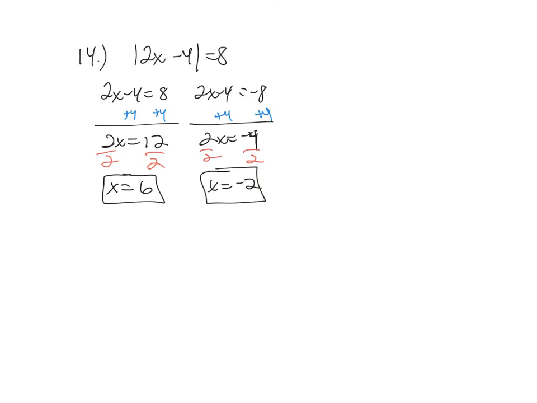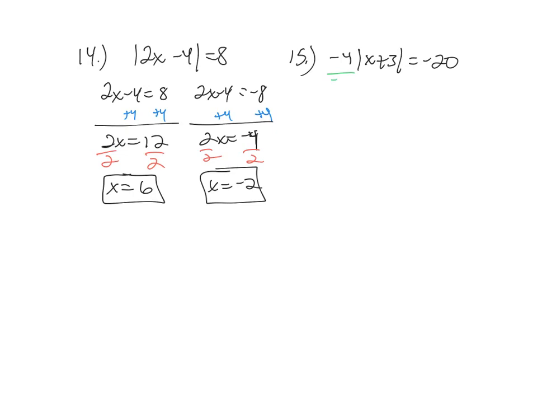And then a majority of the time you're going to have a positive and a negative answer. Okay. All right, number 15. Negative 4 times the absolute value of x plus 3 equals negative 20. Now, don't get tripped up by the negative 20 over there. Follow the steps. Get the absolute value by itself.